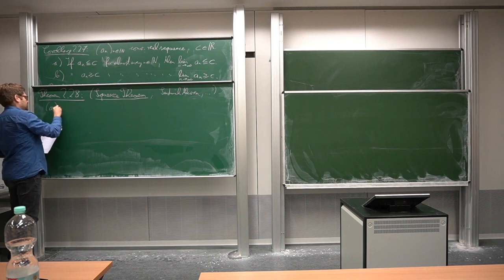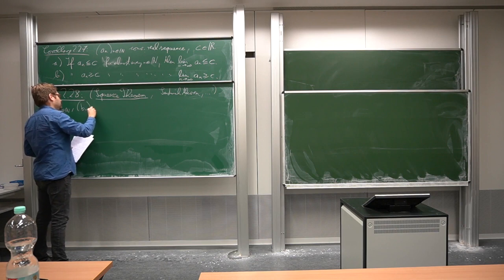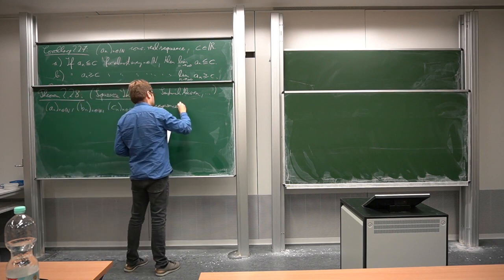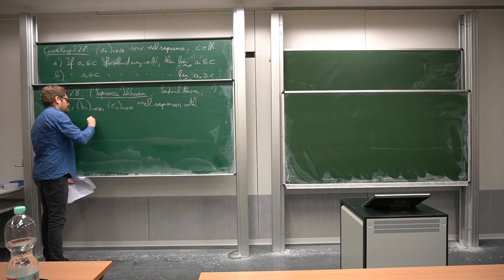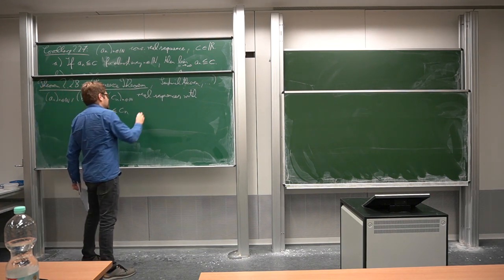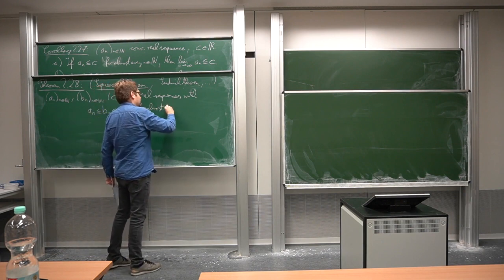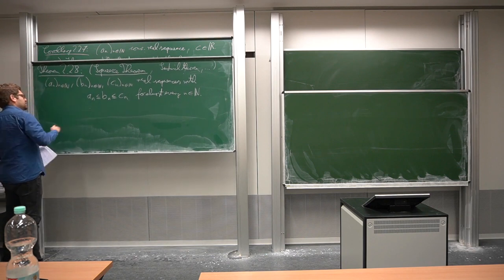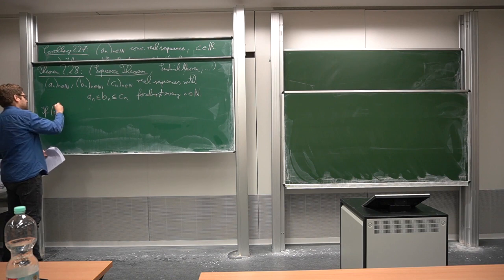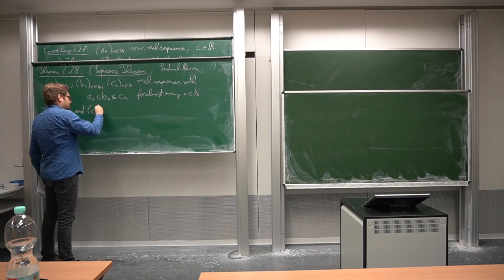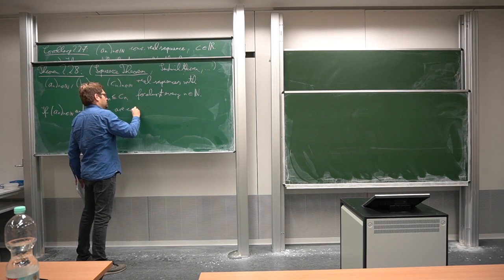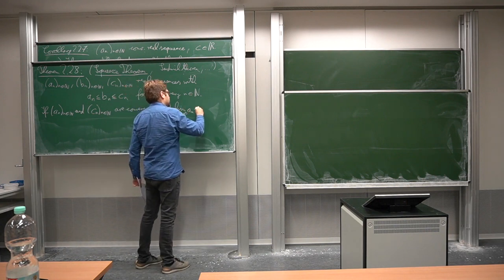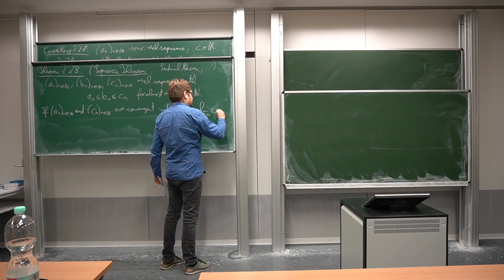So assume we have three convergent real sequences, An, Bn, Cn, and assume that the following holds: An is smaller than or equal to Bn, smaller than or equal to Cn for almost every n in N. So the sequence Bn is caught between these two. And now, if An and Cn are convergent and have the same limit, so the limit as n to infinity of An is the limit of Cn, and this limit is called A.